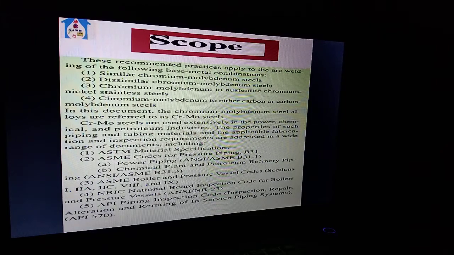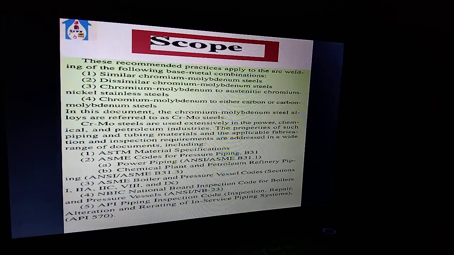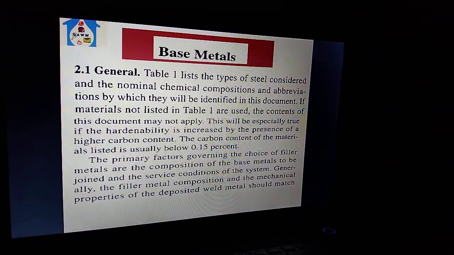Also the NBC National Board Inspection Code for Boiler and Pressure Vessel, ANSI NB23, and the API Piping Inspection Code: Inspection, Repair, Alteration and Rating of In-Service Piping Systems, API 570. Base metal.